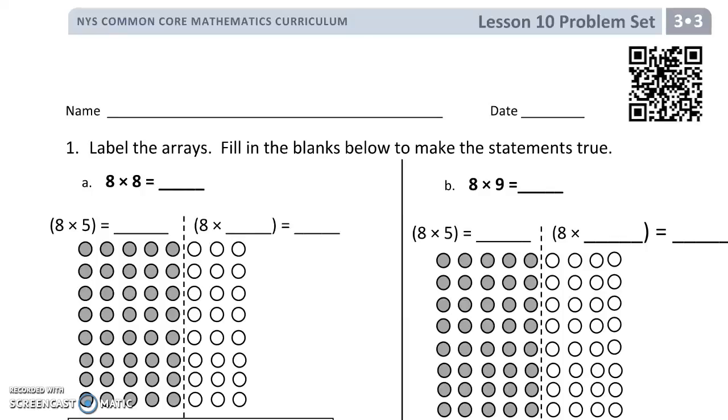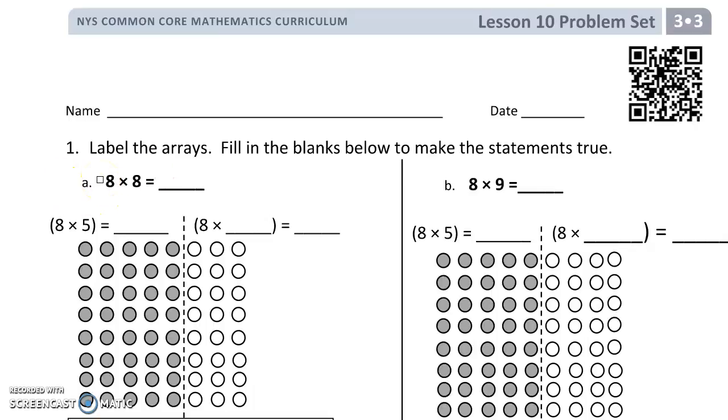Hi mathematicians, today is lesson 10's problem set, and in this lesson we're using the distributive property as a strategy to multiply and divide. So we're going to be looking for some friendly facts to try to solve these big problems. If we look at number 1, it says label the arrays, fill in the blanks below to make the statements true. So for number 1, we're trying to solve 8 times 8.